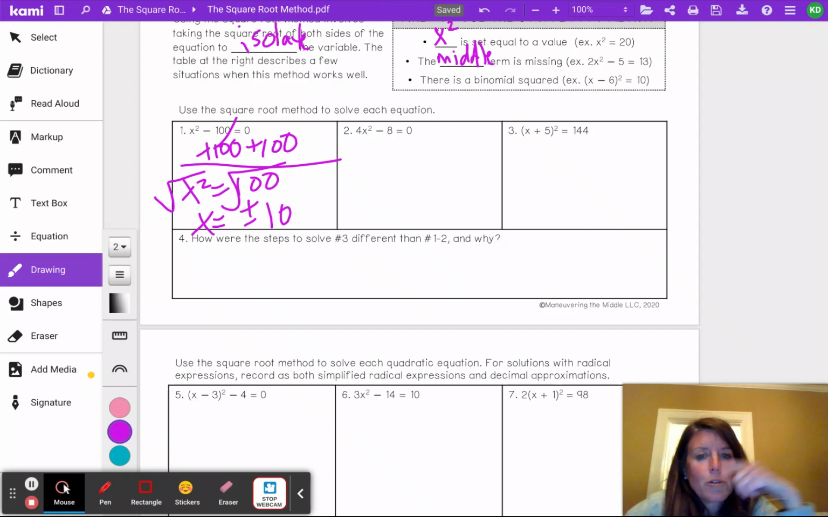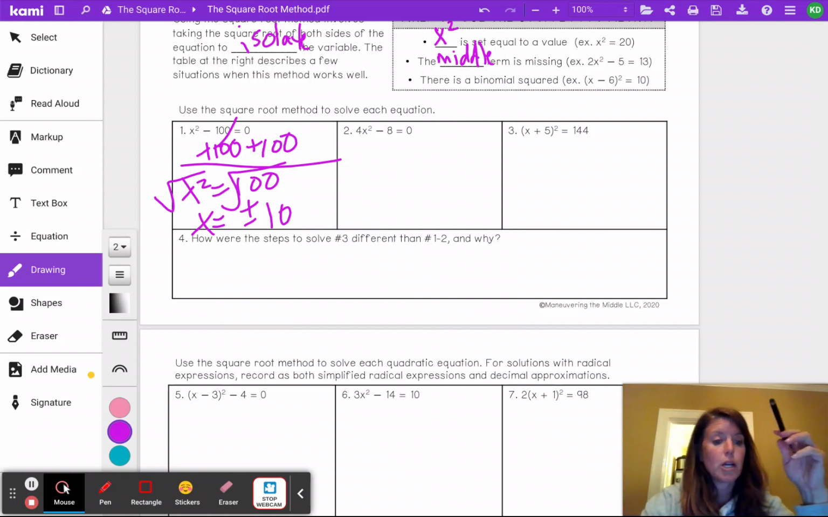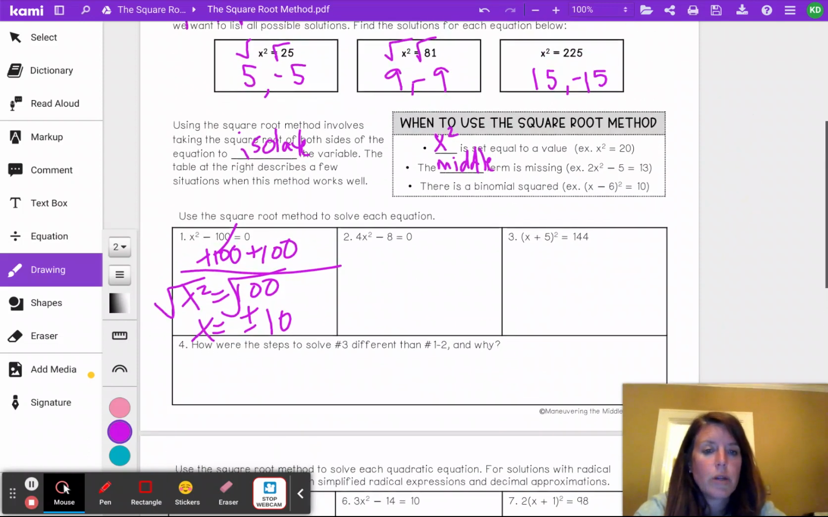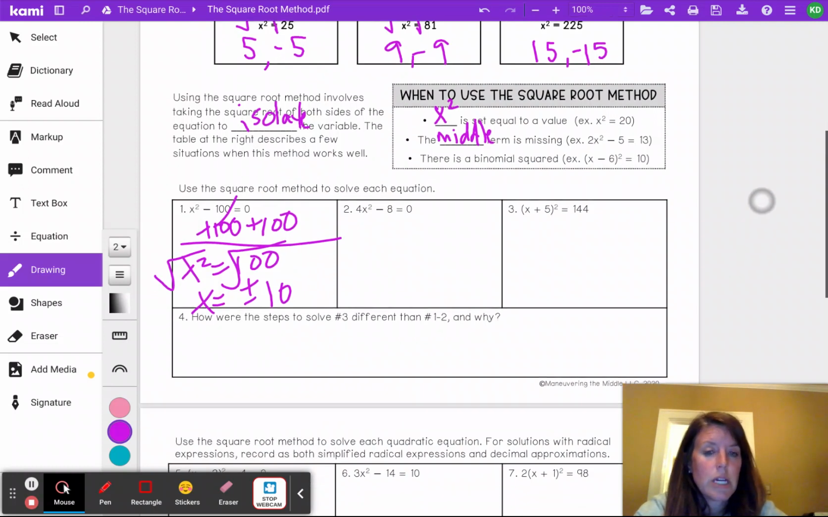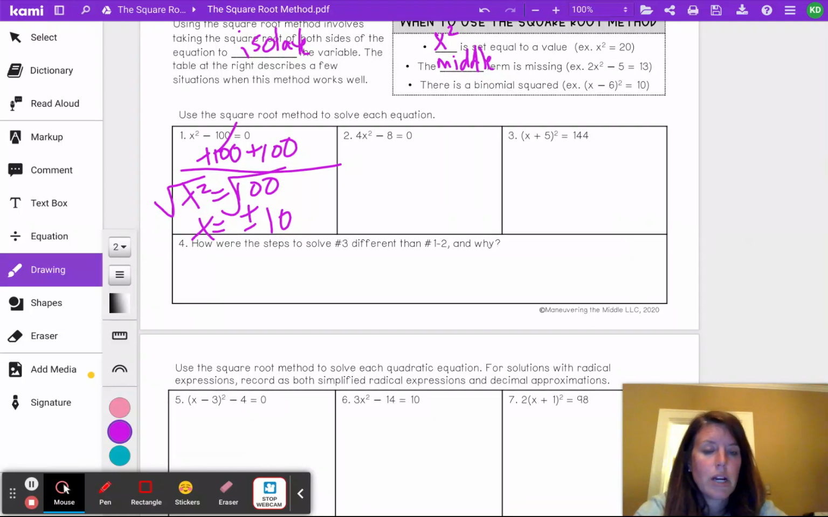Anyway, I want you all to do number 2 on your own. And then for number 3, I'll come back to the answer for number 2 for those of you that are actually going to do it on your own. Okay, so for number 3, let me just explain number 2. If you look at when to use the square root method, this is when the middle term is missing. And I was talking you through that example earlier. That's when you would use number 2. Number 3, this is when there's a binomial squared, which is what we have right here.